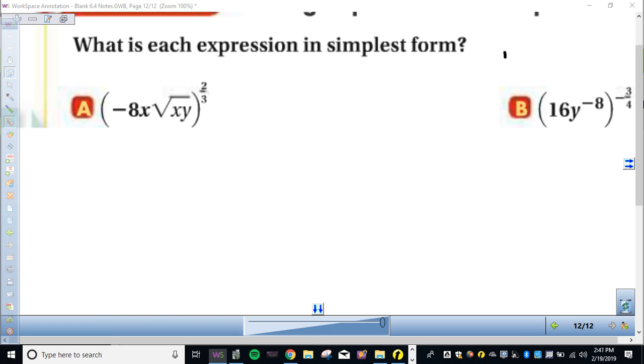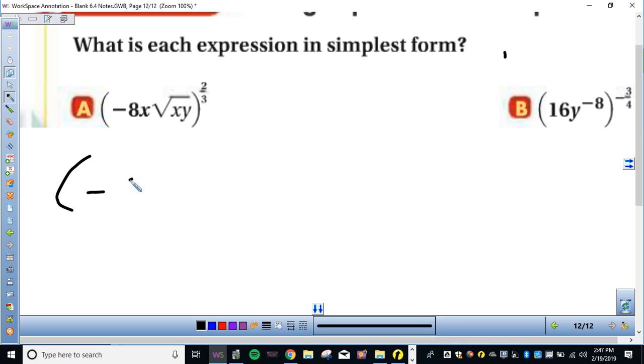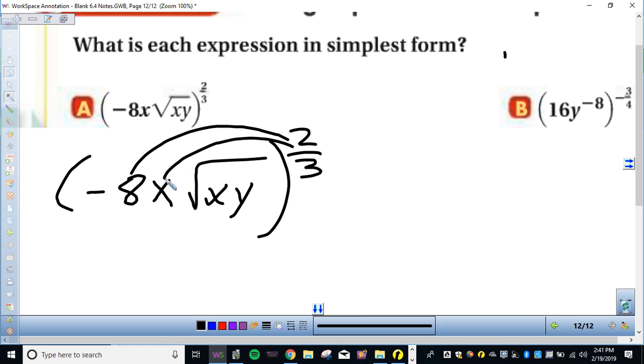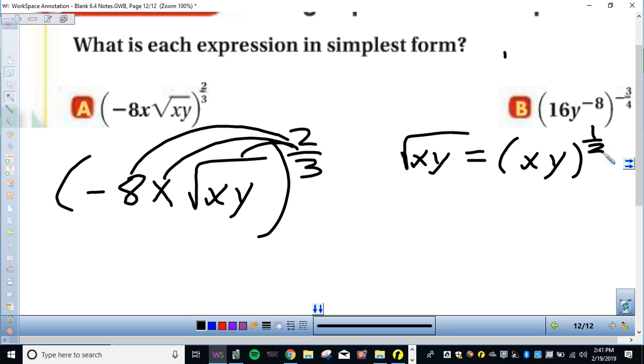Okay. So here's the issue with this problem. I'm going to rewrite it Gigantor style so you can see it. We need to take this 2/3 and distribute it to everything, except this radical is like a root that's in the way. So this square root of xy means the same thing as xy to the 1/2 power.